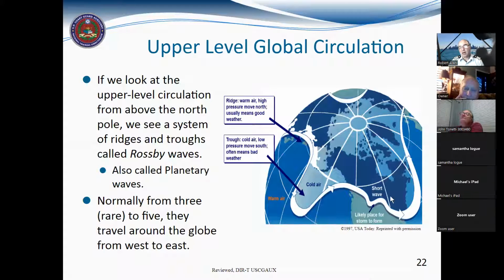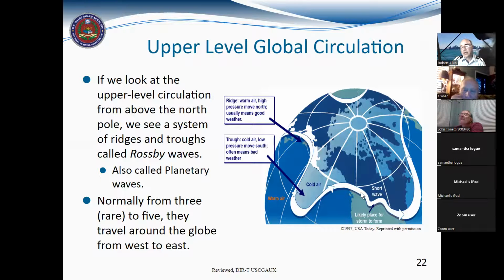So if we look at the upper level circulation from above the North Pole, you can see this system of circles on a pressure map, and it kind of sticks out. It's pretty cool. And those are called Rossby waves. Usually there's 5 or 6 of them. Also, they're called planetary waves. So there's a limited number of them, a limited number of troughs.